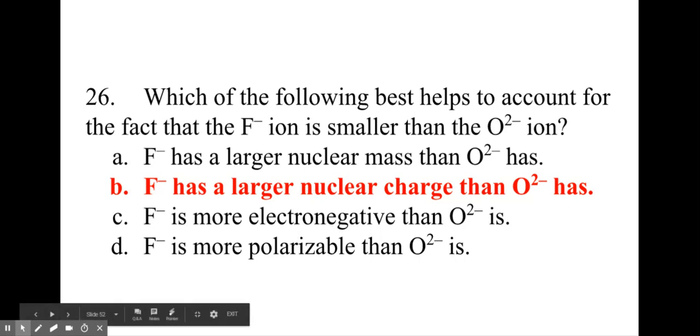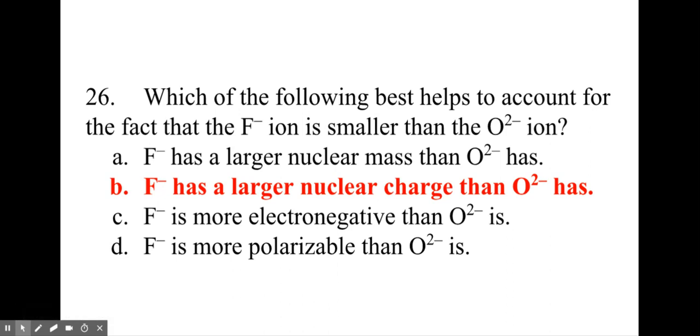So again, since we're talking about a periodic trend, we're really talking about radius here. We want to talk about something that has to do with Coulombic attraction. So we want to look at, in the same period, Zeff, or effective nuclear charge, is going to be our explanation of choice for these kinds of trends, and that's what we have here in B. It does have a larger nuclear charge than oxygen, and that means it has a greater effective nuclear charge, and that pulls the electron cloud in, making the fluoride ions smaller.